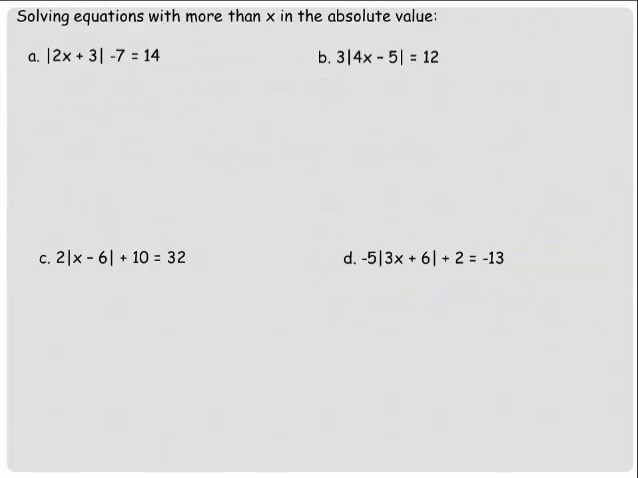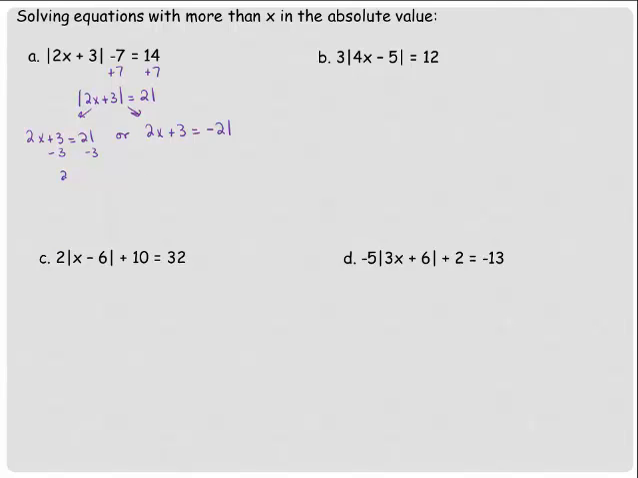Here are a couple more examples. I have absolute value minus 7, so I want to get rid of that minus 7 by adding. Now I have absolute value by itself, so I split into two equations. So 2x plus 3 is equal to 21, or 2x plus 3 is equal to negative 21.